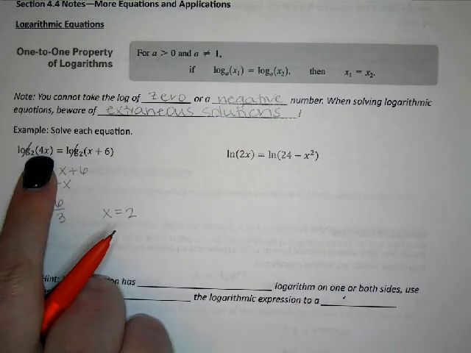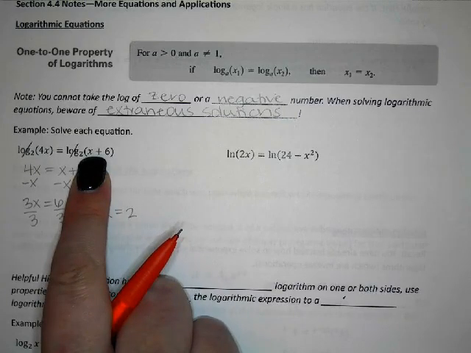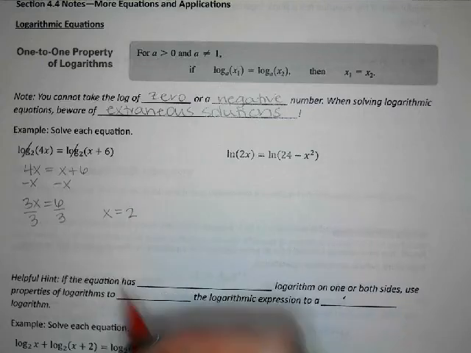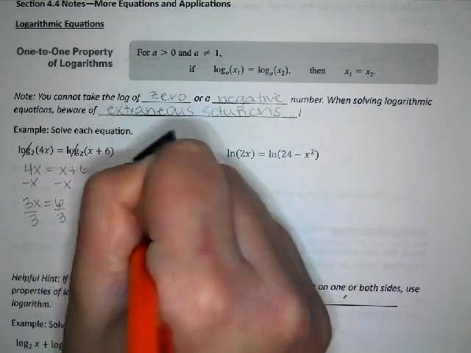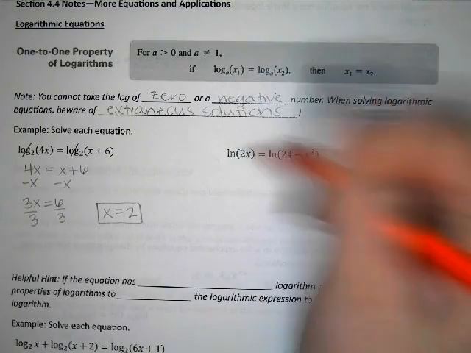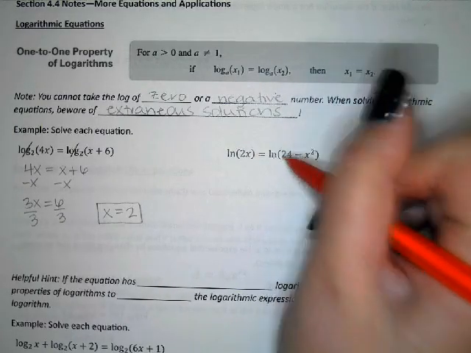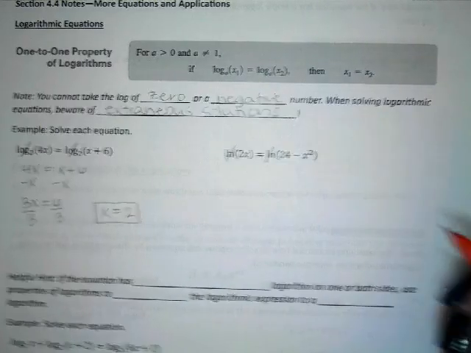So 4 times 2 is not 0, it's not negative. 2 plus 6 is not 0, it's not negative. And so I know that this is not an extraneous solution. This is a valid solution. All right, over here, we have ln on the left side and ln on the right side. Both of those are log base e. And so I can get rid of the logs.